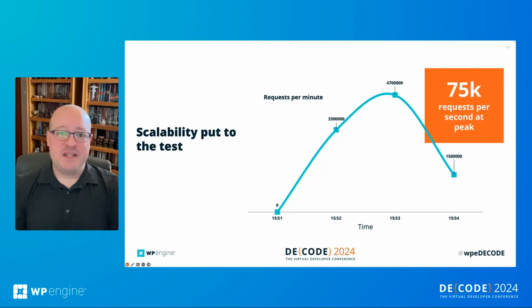This really puts to the test the scalability of headless WordPress. Over a minute, you can see how many requests came in. And at its peak, it was 75,000 requests per second. That's astonishing. And that's the second year that this has happened. So we know that headless WordPress is powerful and that it can stand up to the biggest scale that you could ever throw at it.